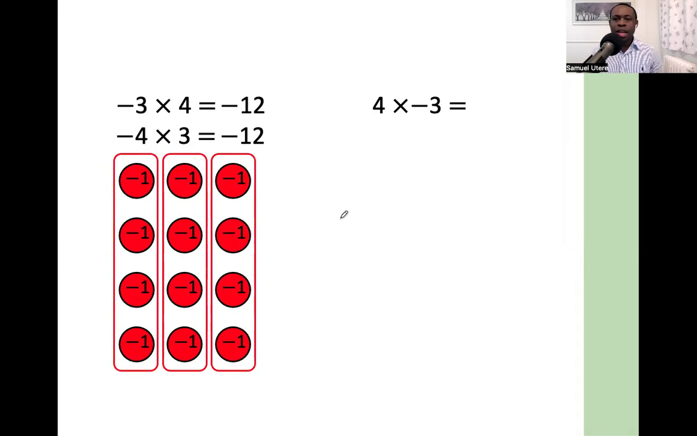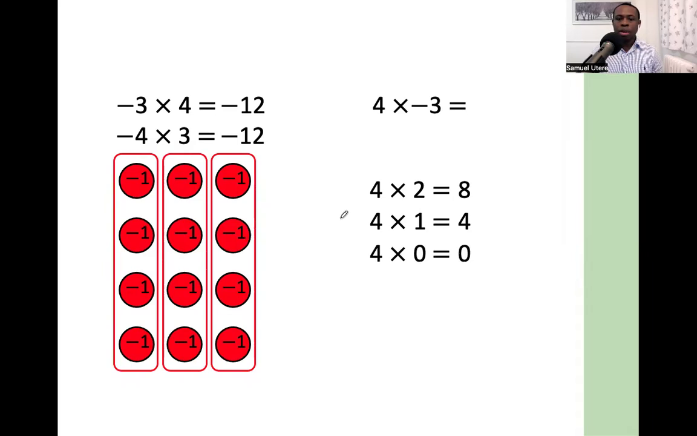It may not be exactly obvious how to multiply with a positive number, but when we look at number patterns, we'll begin to see why our result is going to be negative 12. All right. Now watch this. If we say 4 times 2, you would say it's 8. Then 4 times 1, you would say it's 4. 4 times 0 is 0. What about 4 times negative 1? Let's imagine that you didn't know what the answer is.